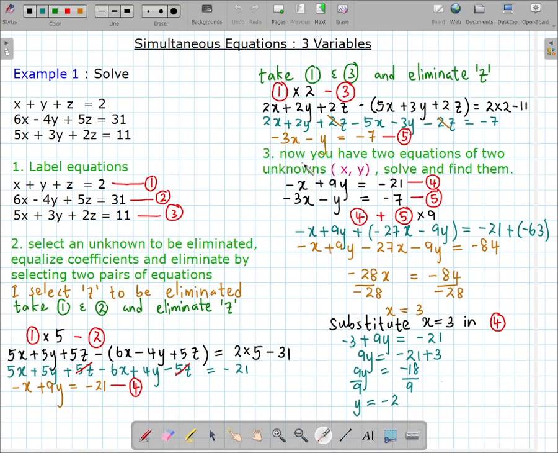Step 3. Now you have two equations of two unknowns, that is x and y here. Solve the equations and find x and y. So I write the equations first here: minus x plus 9y equals minus 21, equation 4. Minus 3x minus y equals minus 7, that is equation 5. Then I select y to be eliminated.